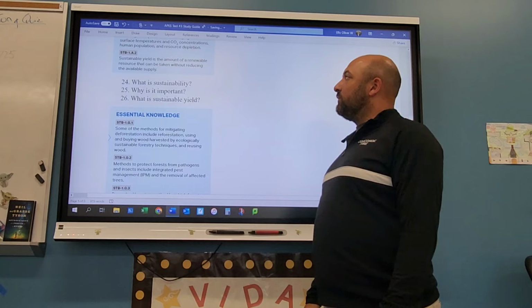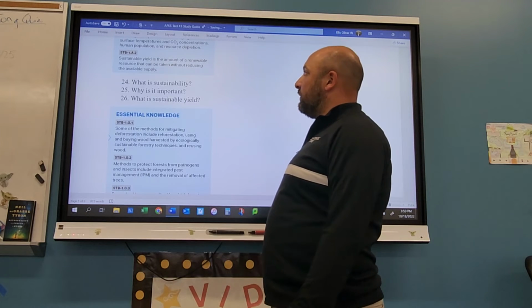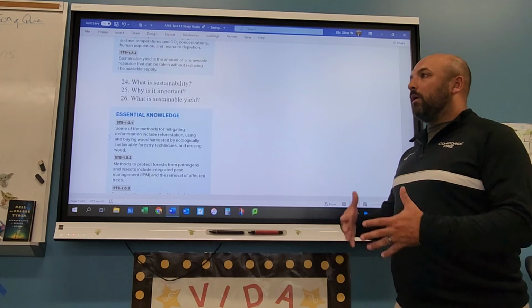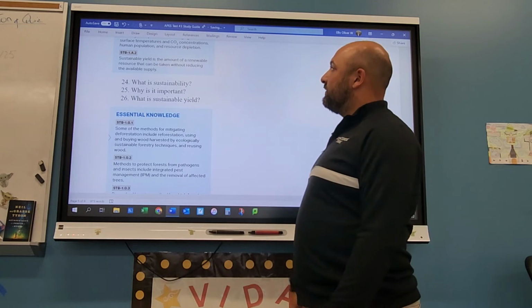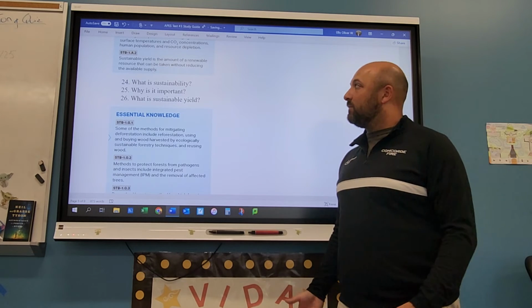Sustainability just basically means we can do that thing over and over and over again and never run out of that resource. We are doing something sustainably, trying to keep our yield constant. Why is it important? Because if we're behaving unsustainably, eventually we'll run out of material, whatever that happens to be.